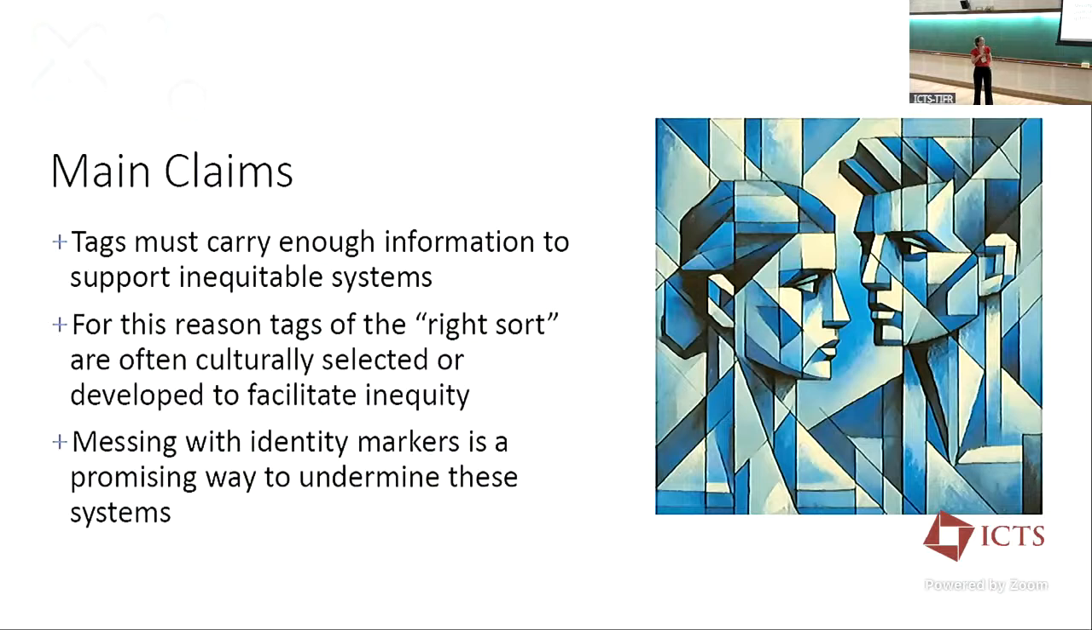Second argument, for this reason, over cultural evolutionary time, you see tags with the right properties getting selected and developed to facilitate inequity. So it's not an accident that we don't use ear size to ground an inequitable system. We pick the tags that have the properties that carry information about a group in a way that we can build an inequitable system on top of. When I say we, I mean humans, not that I'm trying to do this.